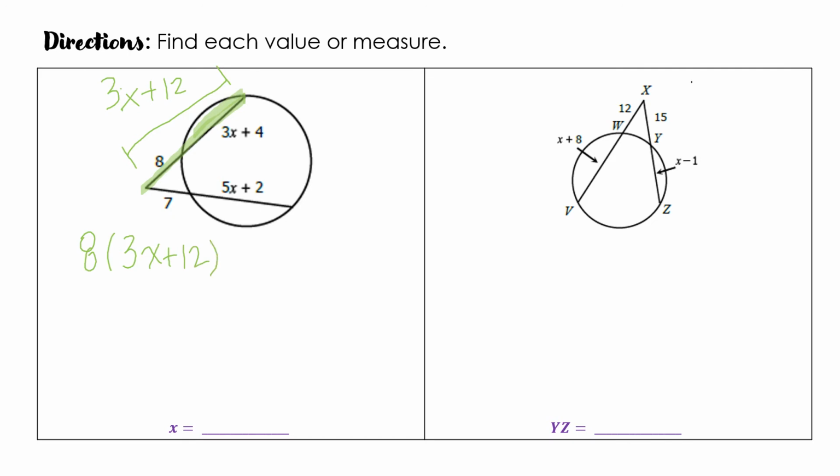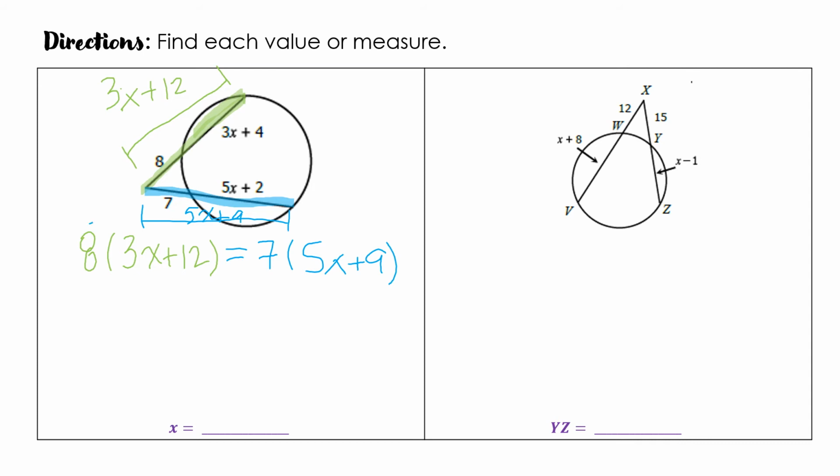Now if I look at the bottom secant, the outside length is 7. And the whole length of that would be 7 plus 5x plus 2. So if I combine like terms, that's 5x plus 9. So I'm going to multiply 7 times 5x plus 9. So I'm multiplying the outside length times the whole length. Now it should look just like the other problems that we just did.